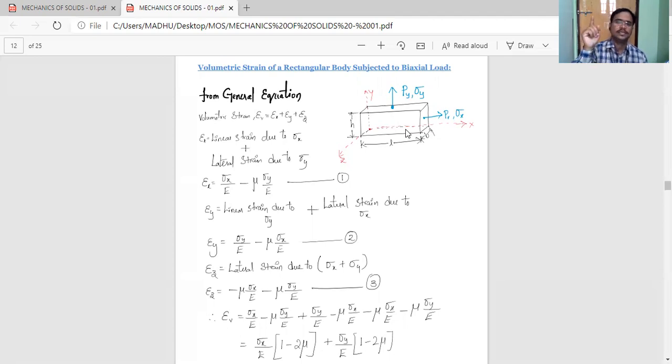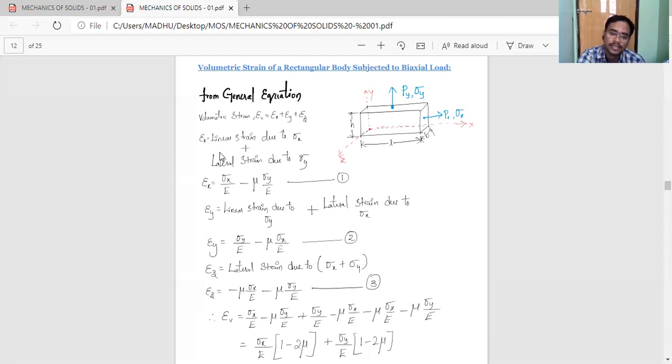Because of Px, it is a direct primary strain, but because of Py, it is a lateral strain. Because of Px, L is increasing; because of Py, it is decreasing. It is just a physical observation. If you pull with Px, the L direction will increase. With Py, the L direction should decrease, because these two are opposite. So we get the expression for epsilon x: linear strain due to sigma x plus lateral strain due to sigma y.